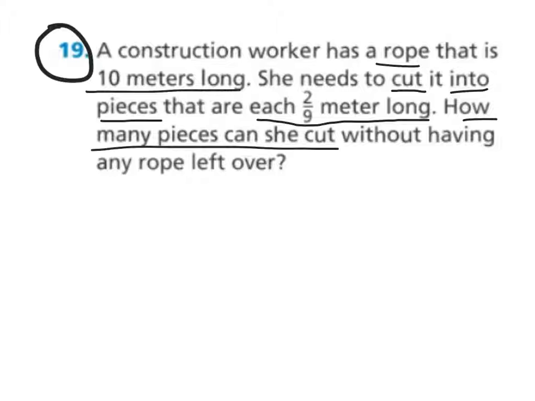So again, since they're talking about cutting something into pieces and all the pieces are the same size, that would indicate that we're going to divide. So we just have to think about what it is we're starting with that we're dividing up, and then what size pieces we're dividing it up into. So we have this 10-meter long rope, and it's being divided into 2/9 meter sections. So 10 divided by 2/9 would be our starting point here.